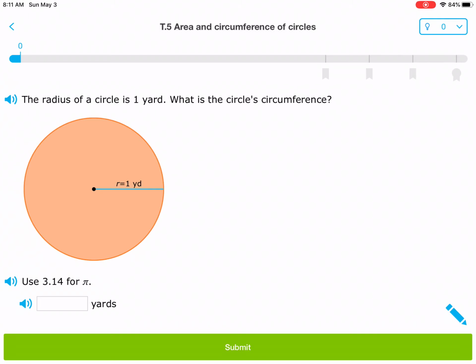All right, we're going to take a look at IXL T5, the area and circumference of circles. We may have to first review the parts of a circle. So the blue line that is shown right now on this circle is called the radius. The radius goes halfway across a circle. This is important because when we go to use the formula, sometimes we're going to use the radius and sometimes we're going to use the diameter.